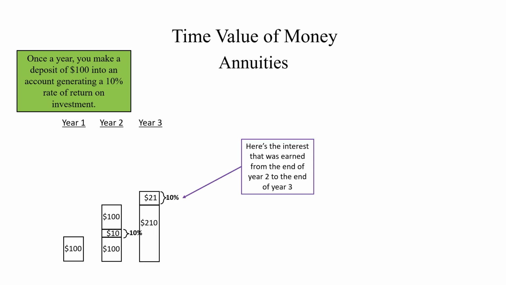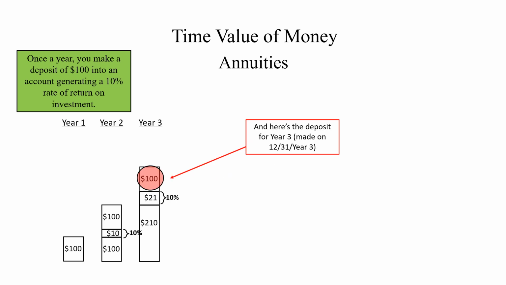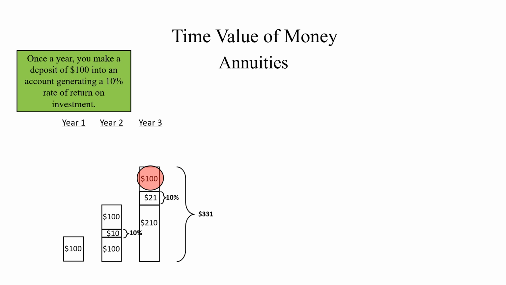Here's the interest that was earned by the end of year three, $21. That's 10% of the money that sat in the account for all of year three, from the end of year two until the end of year three. And here's the deposit for year three, made on December 31st, 11:59 p.m. of year three. After having made that deposit, there is now $331 in the account.